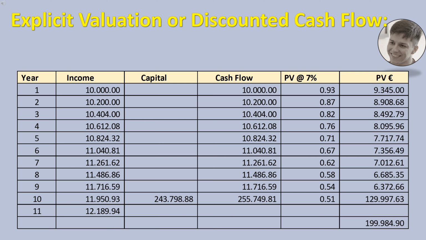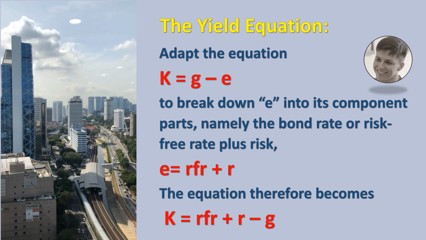In the explicit model, the valuation has been cut off at year 10 by allowing for a sale at that point. The calculation could have been for up to 100 years and each cash flow discounted back, the same capital value would have resulted. Yield equation.